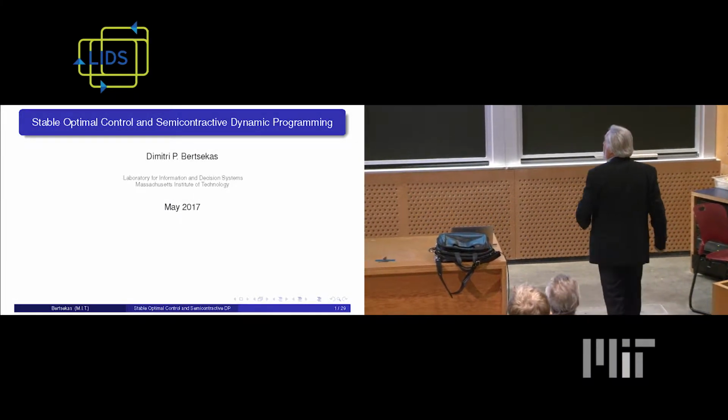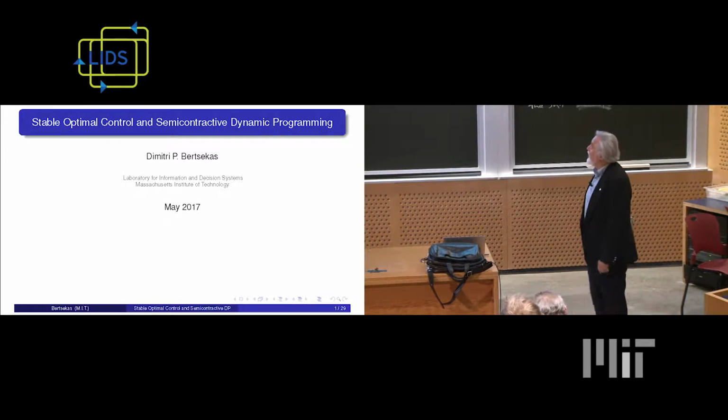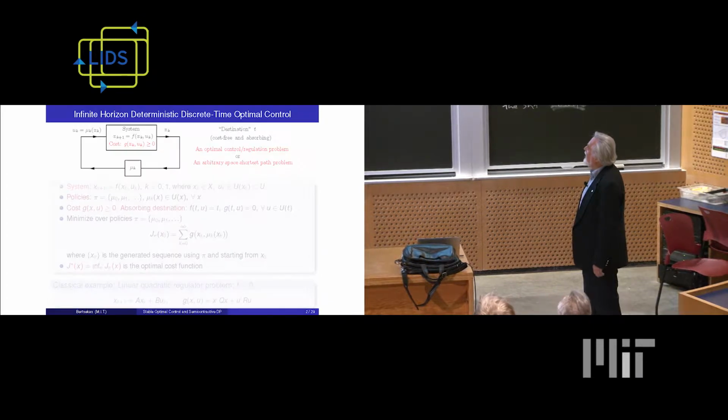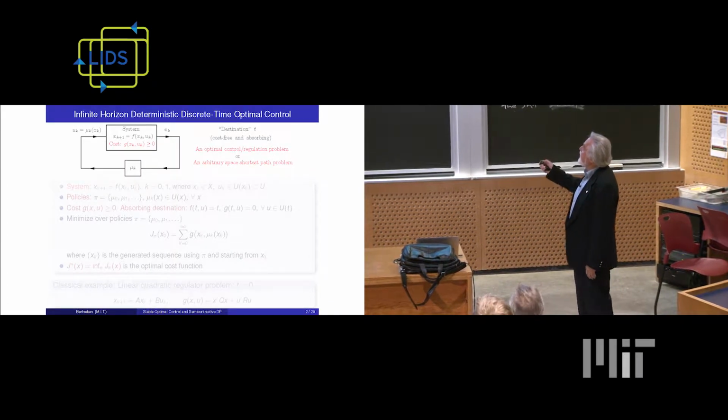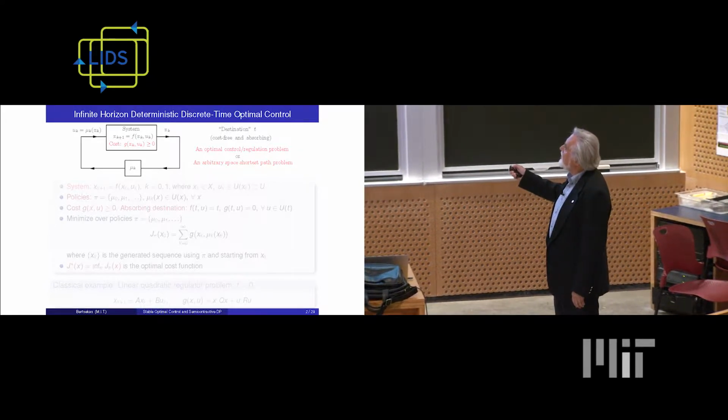Well, it's my pleasure to give this lecture on stability and optimal control. And let me get straight to the point and define the optimal control problem I'm going to be discussing. We have a deterministic discrete time system where the state is xk, the control is uk. It's defined by a system equation.